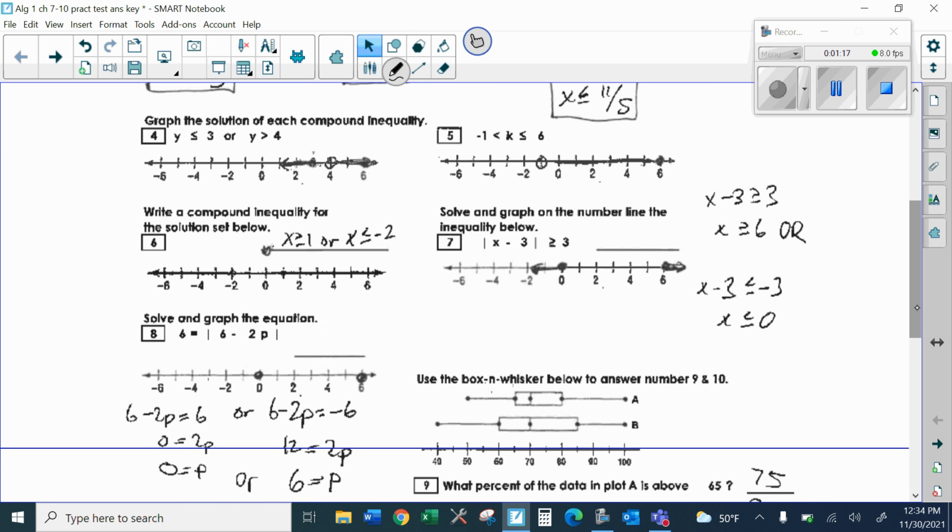Number 4, graph that. y is less than or equal to 3, so it's equal to, so it's a solid circle there, 3 and below, or y is greater than 4, since there's no equal sign, it's an open circle at 4, and going to the right.